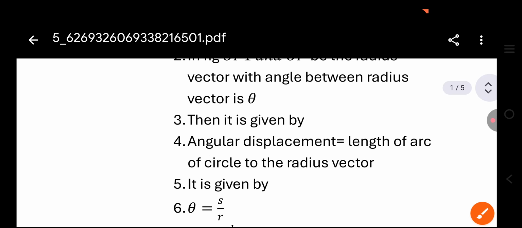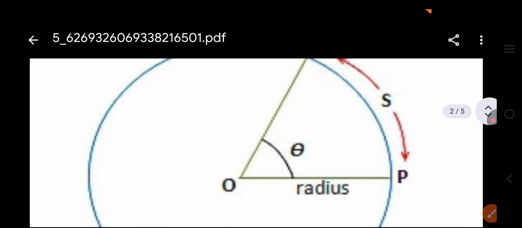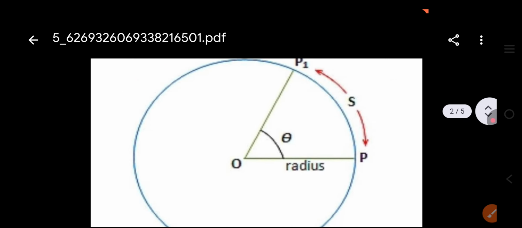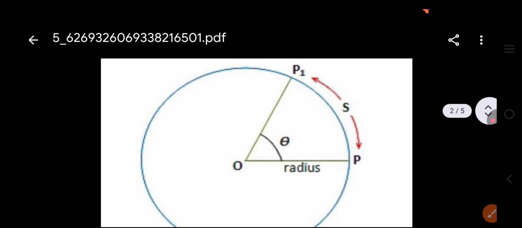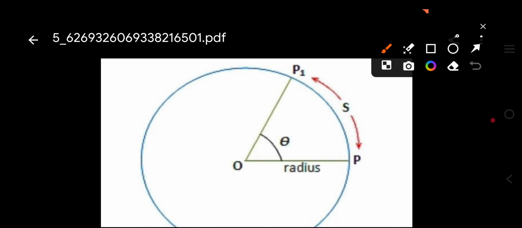Then we can see the diagram. OP1 and OP are the radii of the circle, and theta is the angle between the two radii of the circle, that is OA and OP1. Then theta is called angular displacement. P and P1 is the length of the arc of the circle.